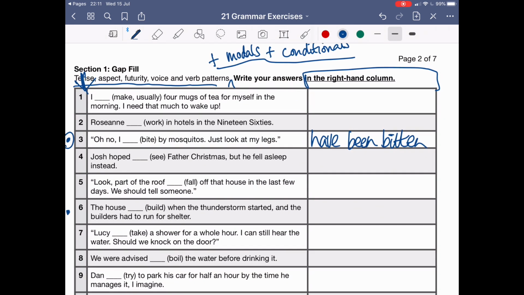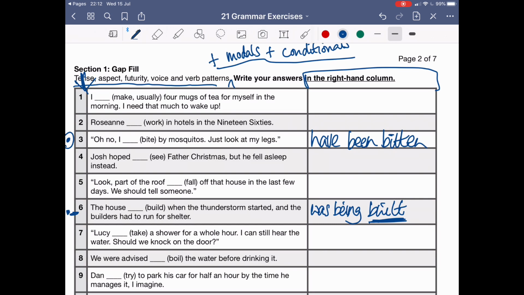Okay, number 6. The house, something with build, when the thunderstorm started and the builders had to run for shelter. Imagine if this was active voice and it said the builders built their house when the thunderstorm started and then they had to run for shelter. So imagine they started, this is in the past, obviously. Imagine they started and then before they finished the thunderstorm, so that would be past continuous, right? So you just want past continuous passive here. So the house was being built.